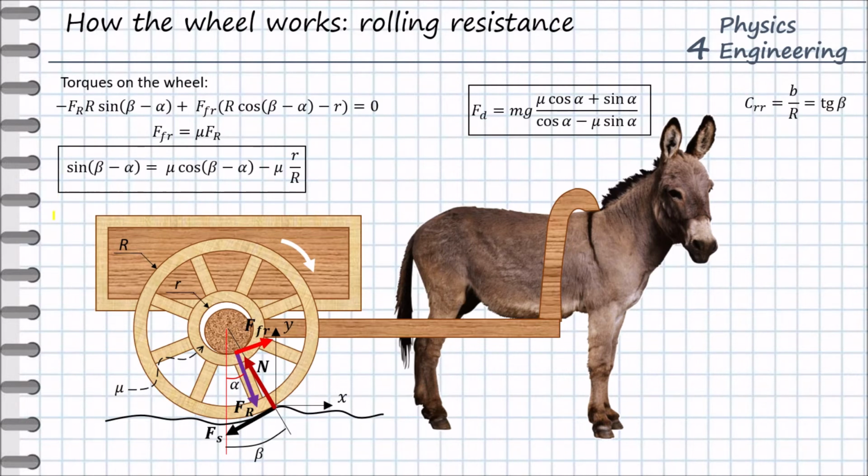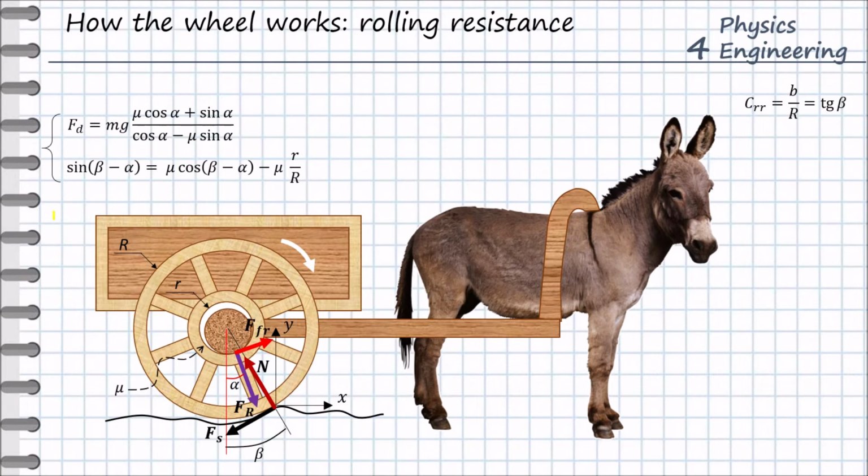So as a result, we have a system of two equations. This is the full system of equations because it has two variables and two equations. The first variable is the driving force, Fd, and the second variable is alpha. This is the tilting angle of the reaction force between the shaft and the wheel. So we can now solve this system of equations.